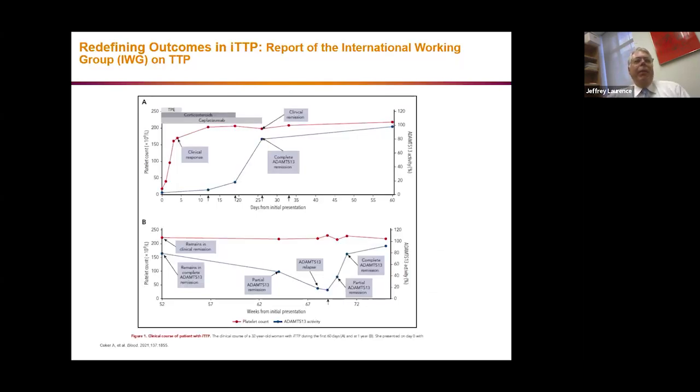And this is from a paper from the ISTH, just saying what we really are talking about here, because until recently, most people considered measuring complete response in a TTP type of TMA based on: is the platelet count normal? Is the LDH normal? Is the haptoglobin normal? And I don't really care. The most important part is, is the ADAMTS13 normal?